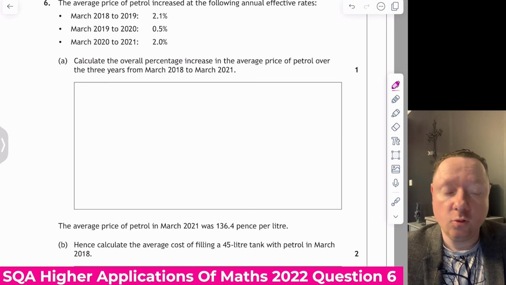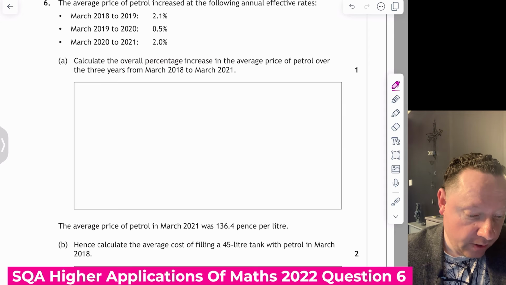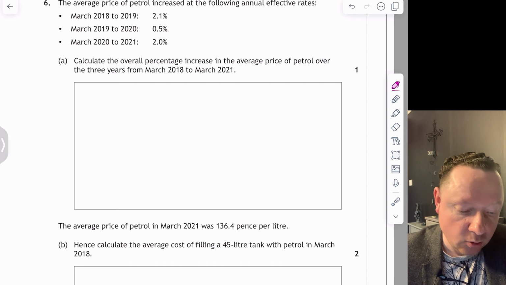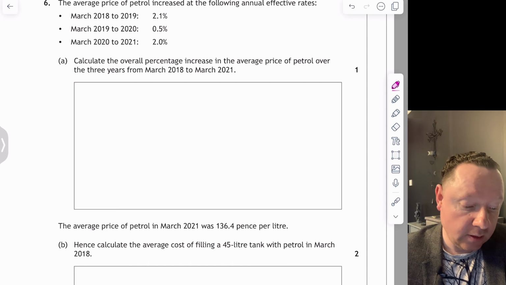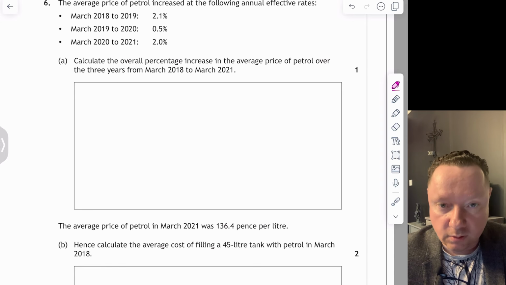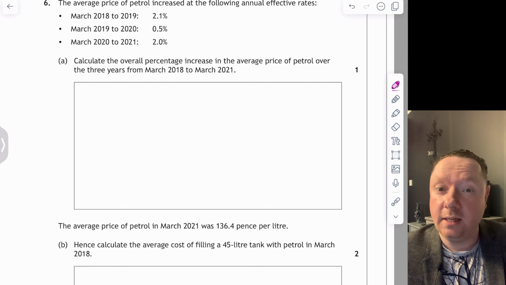We have Maths 2022 question 6. The average price of petrol increased at the following annual effective rates: 2.1, 0.5 and 2.0 from 2018 to 2021. And we have to work out the overall percentage increase in the average price of petrol over these 3 years. Now don't be tempted to just add them up, that is not it. Imagine if I started with £100, I would do 100 times 1.021 times 1.005 times 1.02. I would times them by the decimal multipliers. So I need to times them together to get the overall percentage increase.